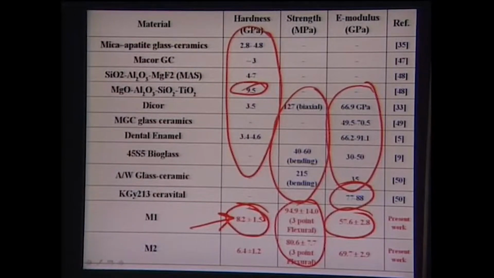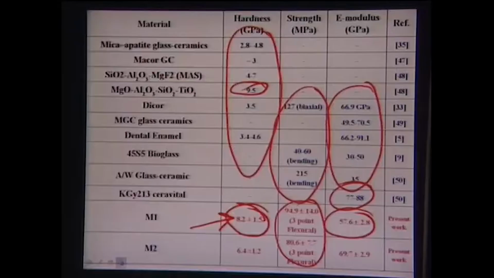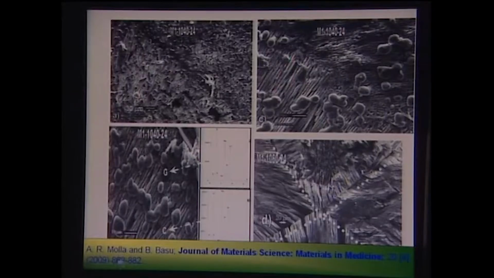So, this combination of closely matching elastic modulus as well as high hardness value, we believe will make this material very viable for biomedical applications. Now, let us look at the microstructure of this material. What is interesting is that they have what we call a characteristic envelope type of crystals formed in these materials, and this envelope is exactly that letter envelope.